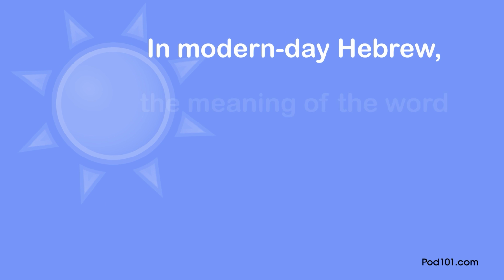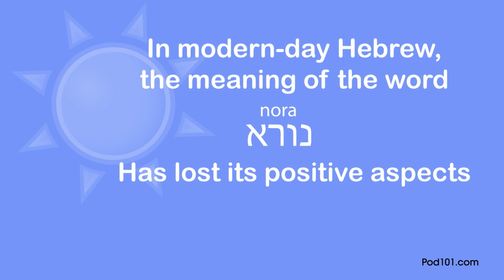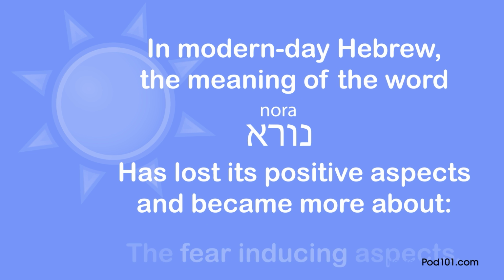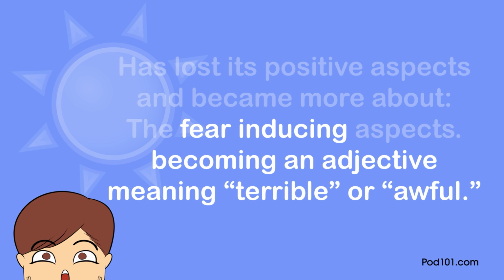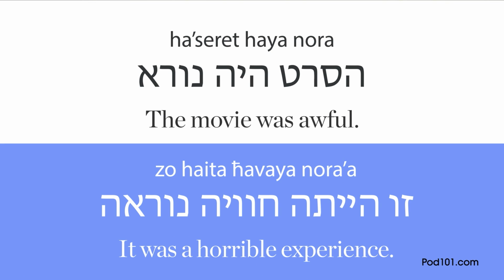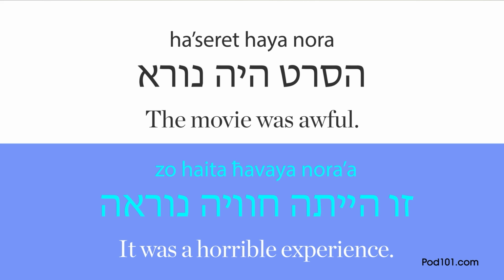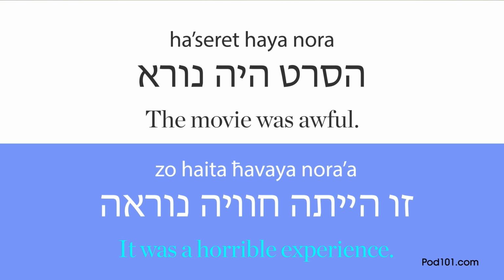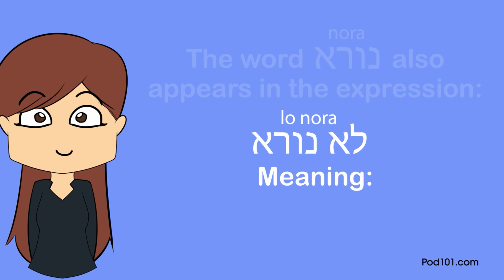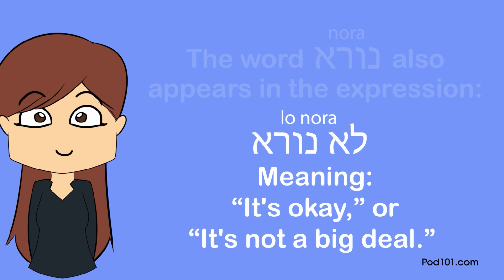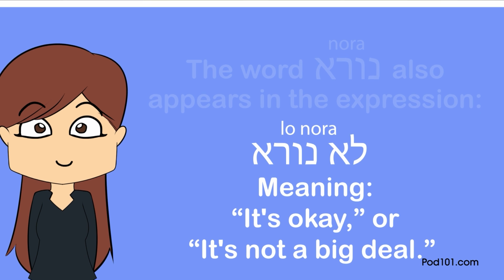In modern-day Hebrew, the meaning of the word nora has lost its positive aspects and become more about the fear-inducing aspects, become an adjective meaning terrible or awful, like in these examples. הסרט היה נורא. The movie was awful. Or in this one, זו הייתה חוויה נוראה. It was a horrible experience. The word nora also appears in the expression לא נורא, meaning something like, it's okay or it's not a big deal.